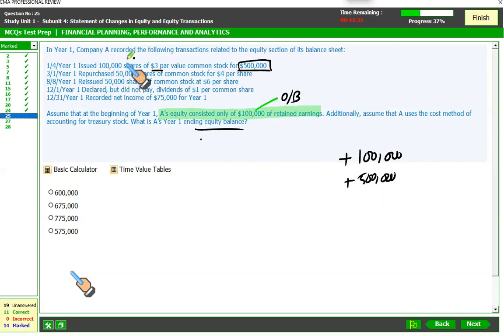Repurchased your own shares from the market at 4 per share. You purchased 50,000 shares at a price of 4 each. That means you paid 200,000 to acquire your own shares. So it is deducted from your equity. Again, reissued 50,000 shares of common stock for 6 per share.